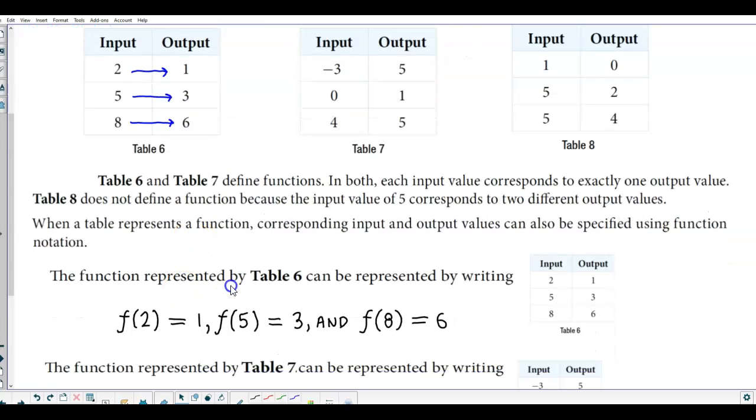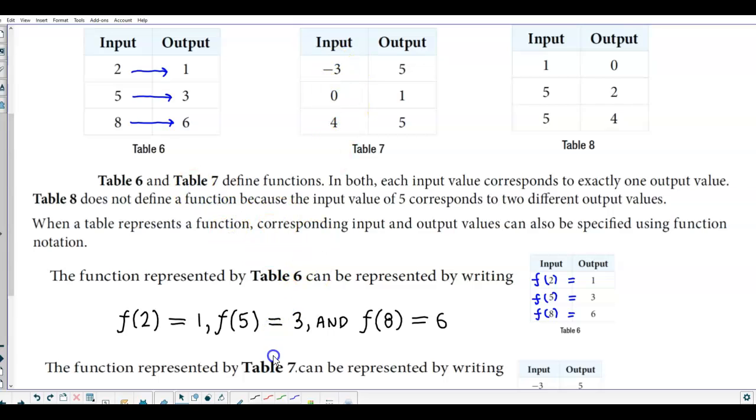So the function represented by table 6 can be represented by writing the following. We can say f of 2, meaning the input, is equal to 1. We can say f of 5 is equal to 3. And f of 8 is equal to 6. So again, this is your input, this becomes your output. This becomes your input, that's your output. This is your input, and there's your output. So therefore, table 6 is a function.